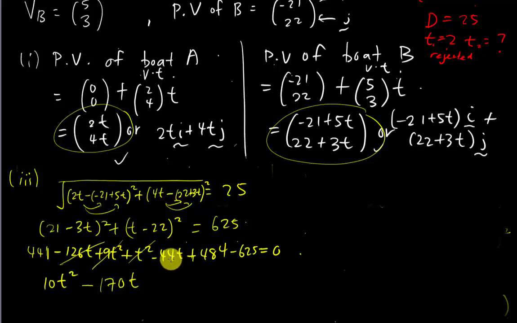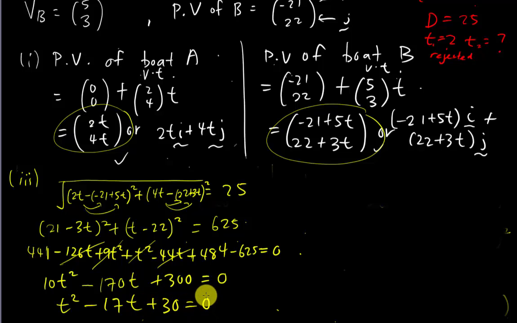Right, so solve the t. And then of course I will solve the number. So it will be 441 plus 484 minus 625, plus positive 300 equals 0. Because the number is very big, I will divide 10 for the whole equation. Divide 10, and then divide 10.